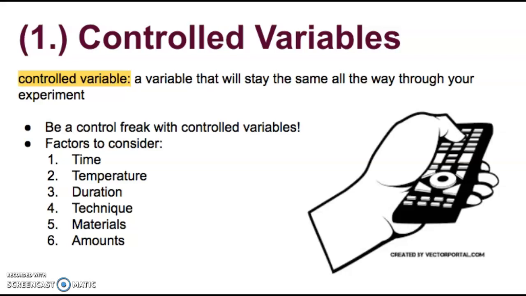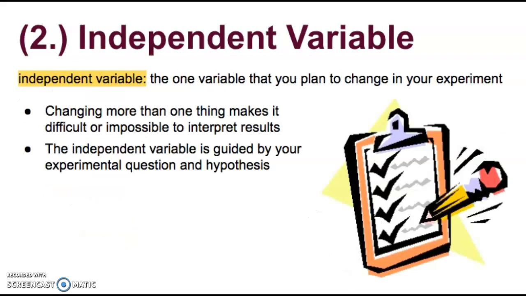Also consider amounts. You want to make sure you're using the same amount of everything except for that one variable that you have identified that you want to know more about, that one variable that you want to change. An independent variable is the one variable in your experiment that's going to change. So in the example of my cookie experiment, the one thing that I allow to change is whether or not I'm using butter or margarine in my recipe.